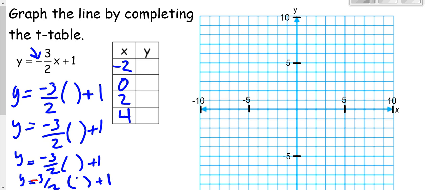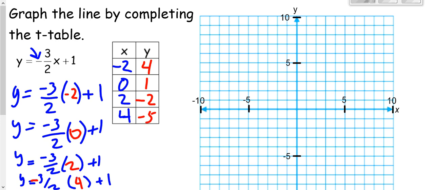And this is a negative. It just kind of blended in. And so then we're going to plug in all of our inputs. So I have a -2, I have 0, I have +2, and I have +4. And then you use a calculator to evaluate those. So this would become a +6/2, which is 3, plus 1 is 4. -3/2 times 0 is 0, plus 1 is 1. Then I have -3 times 2 is -6, divided by 2 is -3, plus 1 is -2. -3 times 4 is -12, divided by 2 is -6. -6 plus 1 is -5.